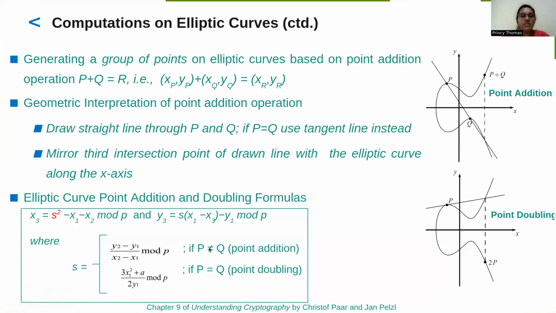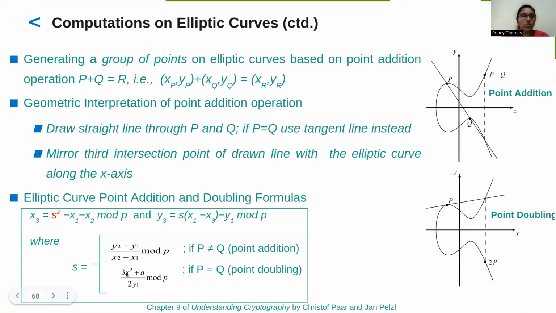But there is a small difference if P and Q are not the same and if P and Q are the same. So the slope is equal to, if P and Q are different, we know what the slope is: y2 minus y1 divided by x2 minus x1 mod p. But if P is equal to Q, then s will be equal to 3x1 square plus a. So here the line equation is used to find s if P is equal to Q. So 3x1 square plus a divided by 2y1.